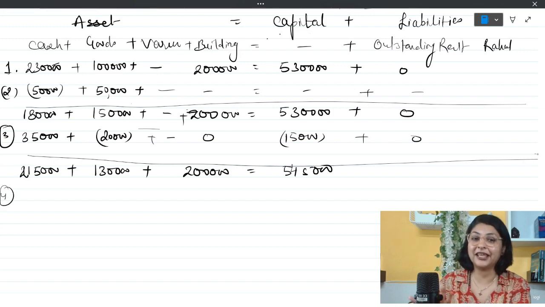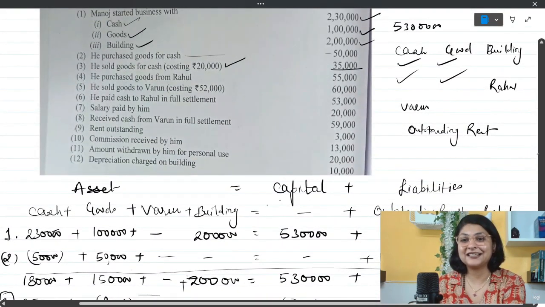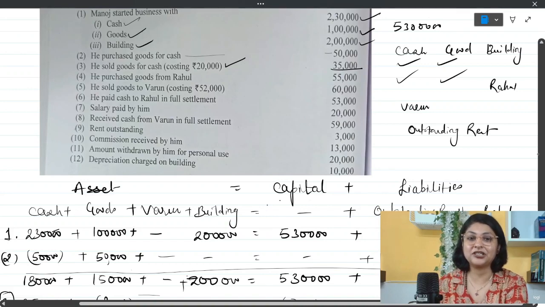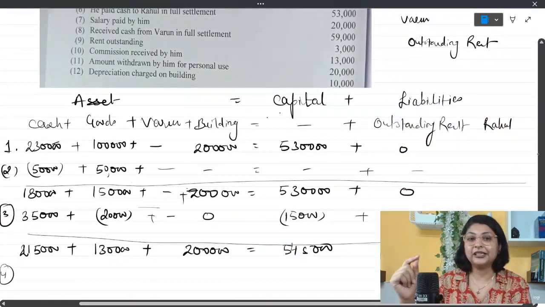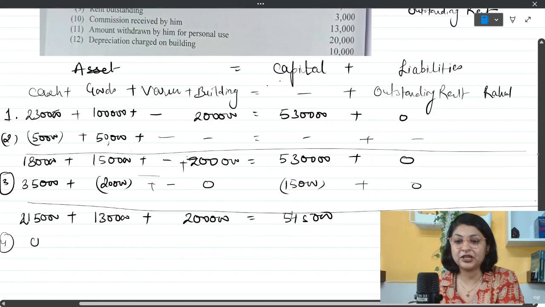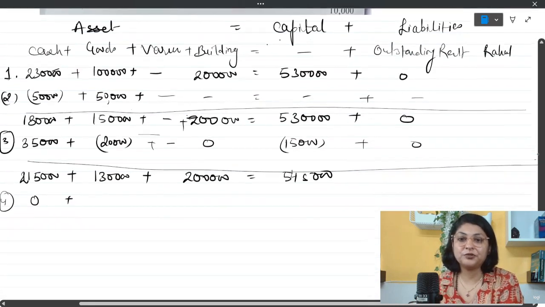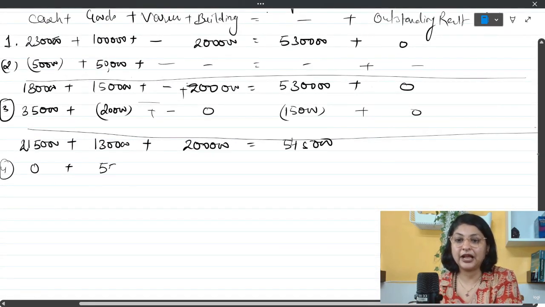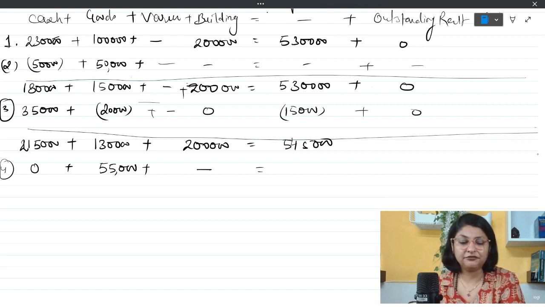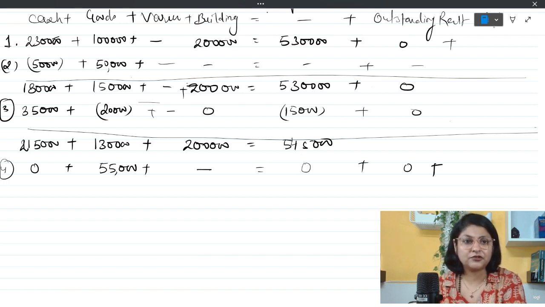Now going to the next transaction. What is the next transaction? It says he purchased goods from Rahul, 55,000. Nothing is mentioned that the goods are being purchased for cash, so we will assume it to be a credit purchase. So I am adding 55,000 rupees here, and I am adding another 55,000 rupees for Rahul, which I was not writing until now. Rahul 55,000. So one more liability is added.